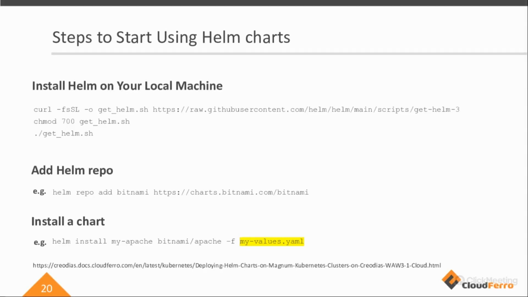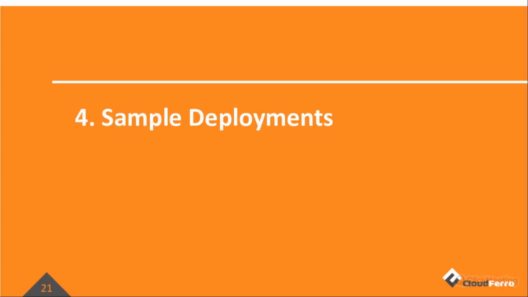Here I'm adding a couple of steps to start using Helm charts. I will not demonstrate it right away, but the key thing is to install Helm, and then you operate with the repos. So you add the repo, and once the repo is added, let's say the Bitnami repo, then from this repo I can install a specific Helm chart, and we will see this in action just in a moment. This is the end of the theoretical part, and we'll focus right now on the sample deployments.